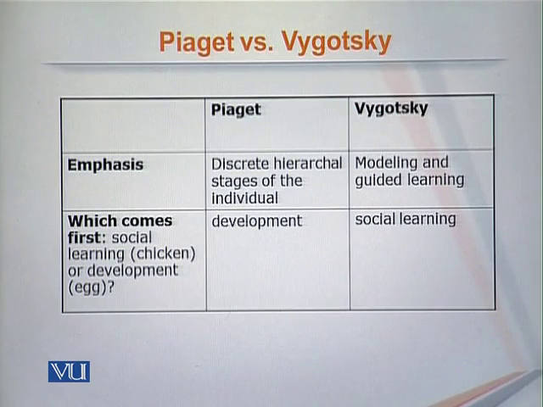Then, of course, there is the debate that has been going on: which comes first, social learning or development? Now think about it. It's like the chicken and the egg analogy. What came first, the chicken or the egg? The chicken. Well, okay, how did the chicken come without the egg? Well, okay, the egg came first. Well, where did the egg come from without the chicken? And so there is no right answer to whether it was the chicken or the egg, okay?